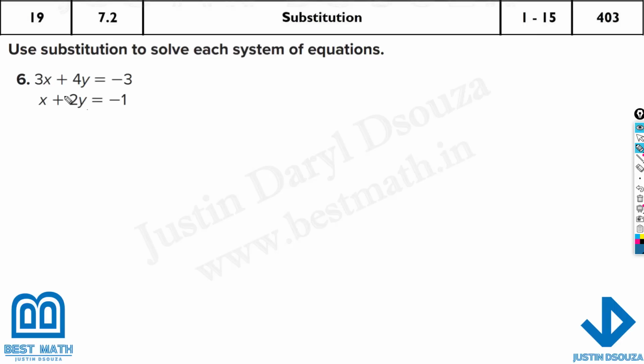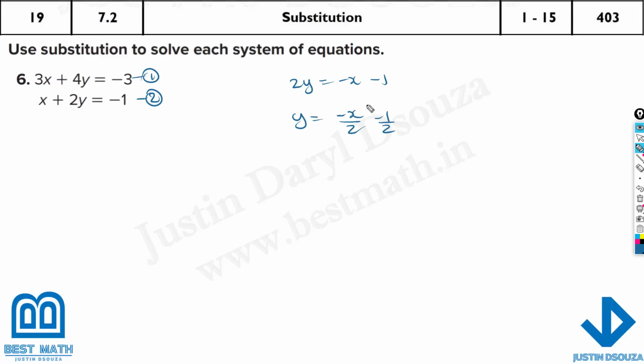Absolutely, let me do that as well. I will choose the second equation because it's easier. It has no coefficient at x. So what I'll do is I'll write 2y is equal to minus x minus 1. Now I have to divide both the sides by 2. So I'll get y is equal to minus x by 2 minus 1 by 2. I divide all the sides by 2.